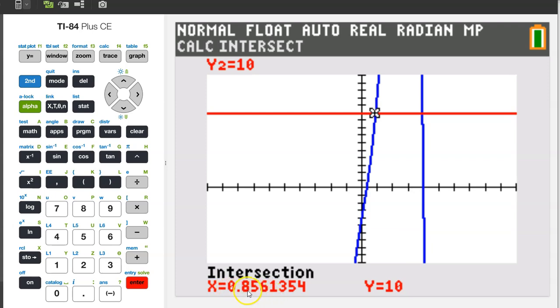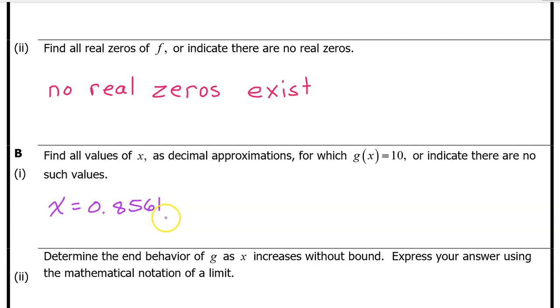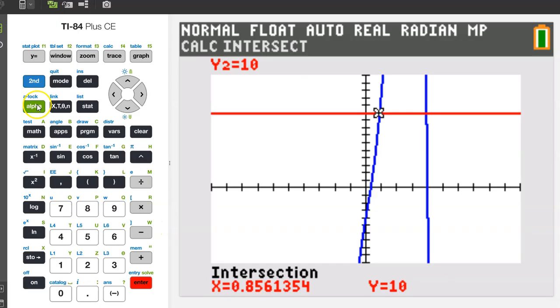By the way, the College Board will accept 3 decimal places. However, some students lose a point because they round wrong. So I recommend always using 4 decimal places and never trying to round. There's our first solution. Let's go back for the other one.